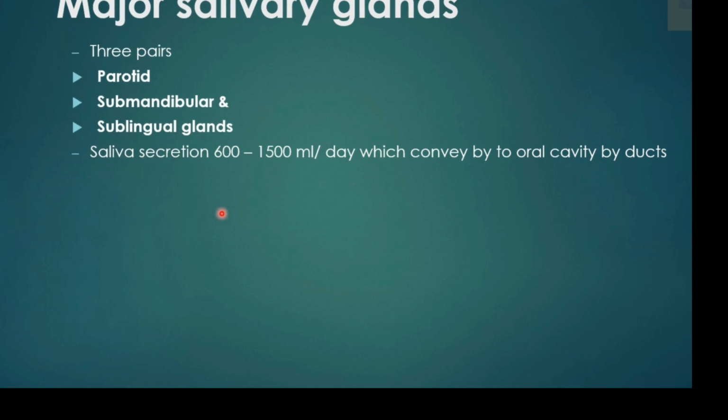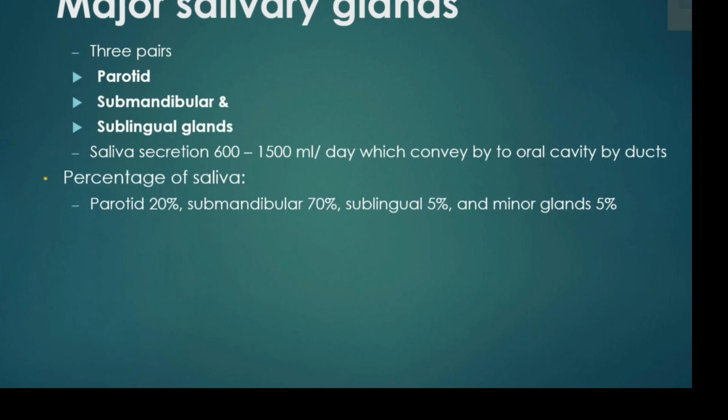Saliva secretion is nearly 600 to 1500 ml per day, which is conveyed by the ducts to the oral cavity. As for the percentage of the saliva, the parotid contributes nearly 20%, the submandibular contributes 70%, the sublingual contributes 5%, and the minor salivary glands contribute nearly 5%.